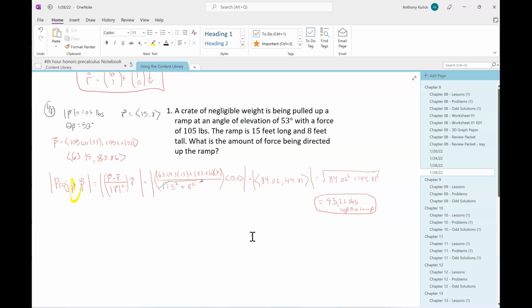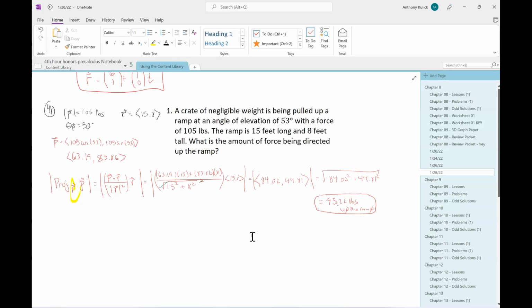So you're pulling, and you're not pulling in the exact same direction of the ramp. The question is, how much are you really helping? Of that 105 pounds of pull, how much is actually moving the crate in the direction you're trying to get it to go? That is basically what you're describing here. In this case, you're wasting 10 pounds of force because you're not pulling exactly parallel to the ramp. Now, if you were pulling at the same angle as the ramp, your projection would just be the same. The amount of force up the ramp would be the amount of force you're pulling. You know what I mean? So that's all we're really doing here.